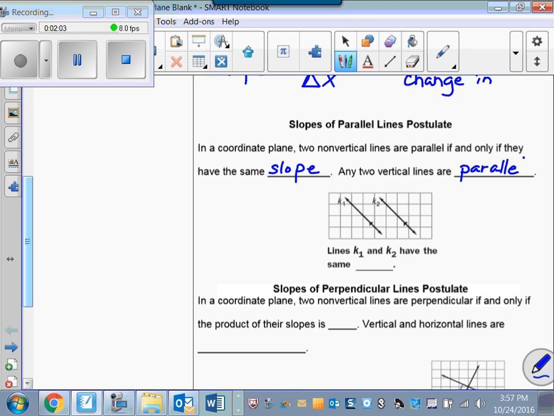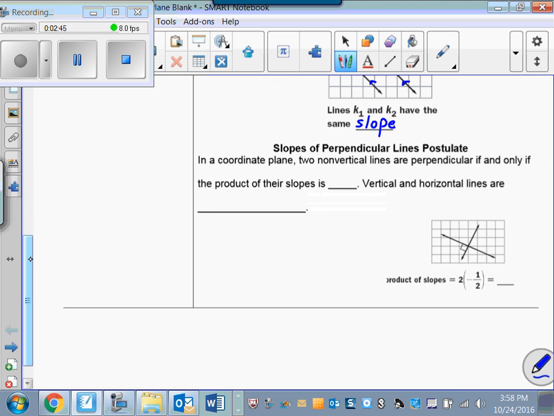But why can we not use slope to determine whether vertical lines are parallel or not? What is the slope of a vertical line? Slope of a vertical line is undefined. I think there's a blank down further that we'll put that in, but just keep that in mind. The slope of a vertical line is undefined, so that's why we can't use slope to determine if two vertical lines are parallel. We just know that they always are. All right, so K1 and K2 have the same slope. How do I know that? Because right here they're telling me that these two lines are parallel. Therefore, by the slopes of parallel lines postulate, I know those two have the same slope.